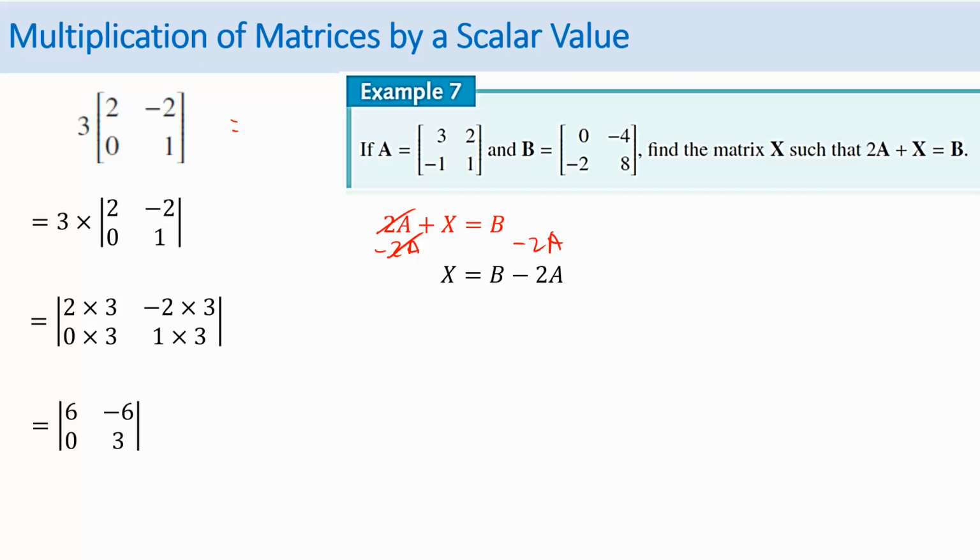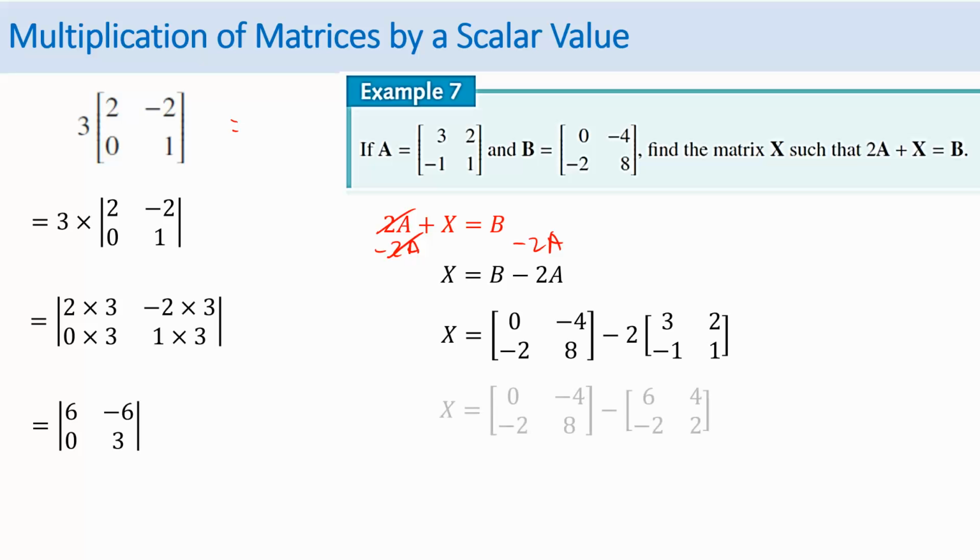Now what is B? They told me B is [0, -4, -2, 8], minus 2 times whatever matrix A is. So I'll write that down. I know what B is, I know what A is. I write it down: matrix B minus 2 times matrix A. Now we've learned this. If you've got a 2 in front of the matrix, you can multiply the coefficient to the entries inside. So it'll be 2 times 3, 2 times 2, 2 times -1, and 2 times 1.